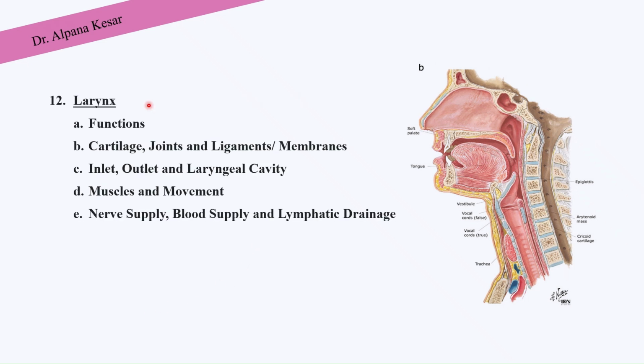In the chapter larynx will be covered the functions of larynx, followed by the cartilage, joints, ligaments, and membranes of larynx. Inlet, outlet of larynx and laryngeal cavity will be covered, followed by muscles and the movement brought about by the muscles of larynx. In this chapter will also be covered the nerve supply, blood supply, and lymphatic drainage of larynx.